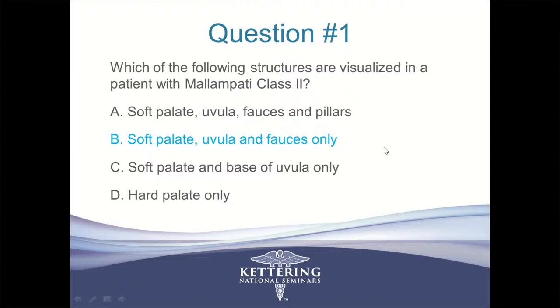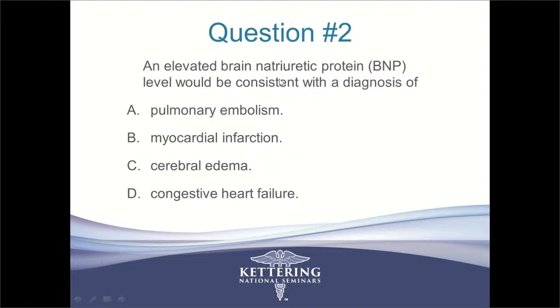Number 2, an elevated brain natriuretic peptide or BNP level will be consistent with a diagnosis of, most of you remember that one, congestive heart failure. That's right. And it has to be greater than 300 in order for it to indicate congestive heart failure, right?